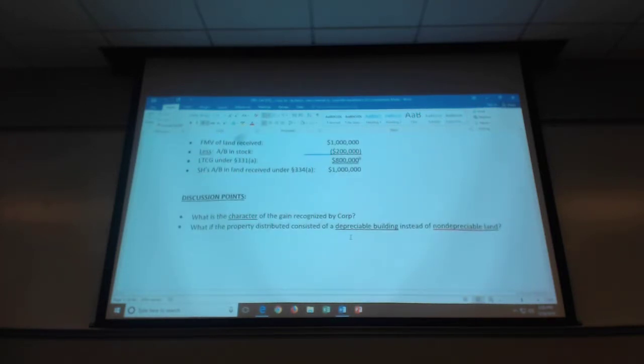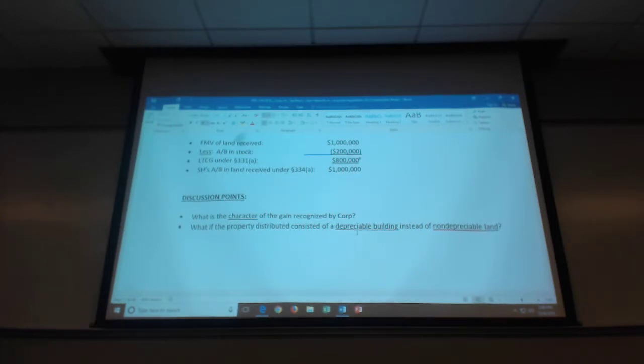And this is sort of a trick question. What if the property distributed was not raw land, but it was a building subject to depreciation? Or equipment subject to depreciation? Would it still be capital gain if it's a capital asset? Well, that's a good question. Yes. Would it be ordinary income recaptured, and then the rest would be capital? Well, my question was unfair because the answer is different depending upon whether it's equipment or a building. But that's a great partial answer.